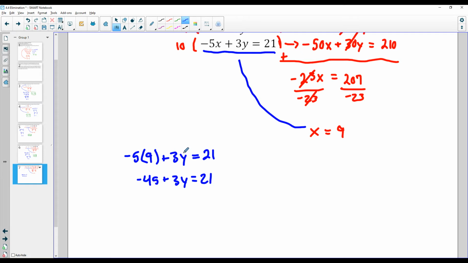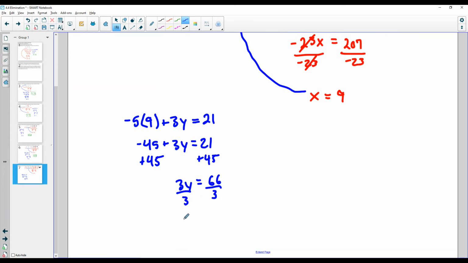Okay. Add 45 to both sides. And we'll get 3y equals 66. And then divide both sides by 3. And if you need a calculator for this, that is totally fine. You get y equals 22. So our answer is a point where we put our x value 9 first, and then our y value 22 second.